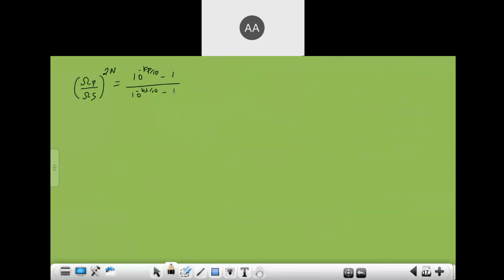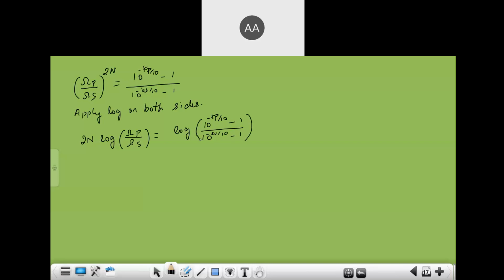Okay, now what will I do? I want an expression for capital N. So what I will do is, I will take log on both the sides. Apply log on both the sides. You will be left with 2n log of (omega P by omega S) is equal to log of (10 power minus Kp by 10 minus 1) by (10 power minus Ks by 10 minus 1). Okay? All right?